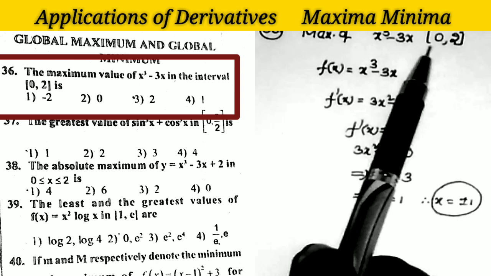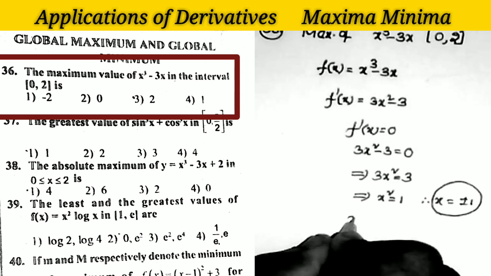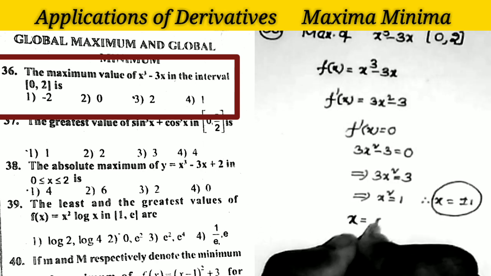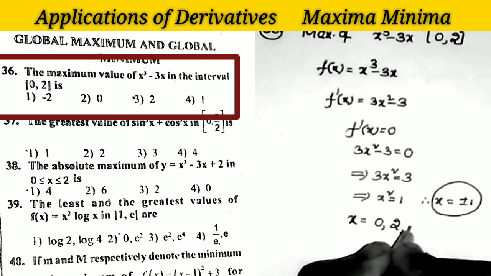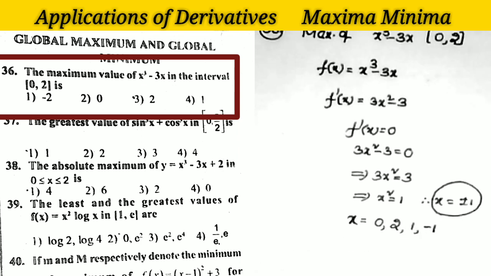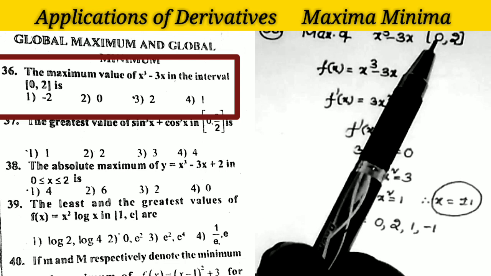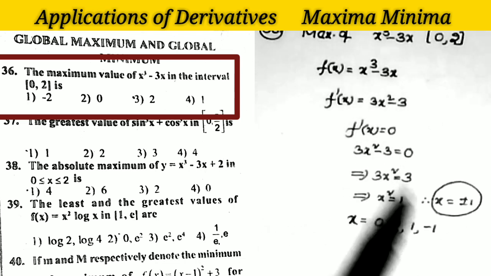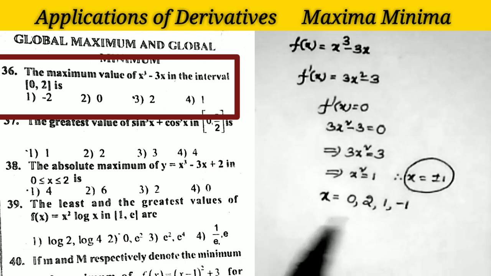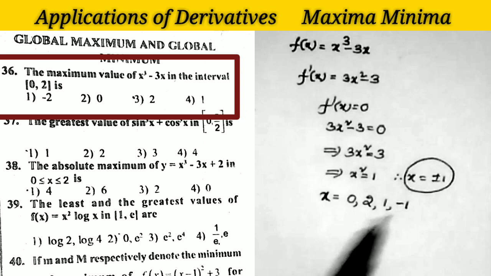Already here the given interval is 0, 2. That is, we take that the total x values is equal to 0, 2, 1, minus 1. So already here in the given interval we have two x values. Here we get plus or minus 1. The values of x are 0, 2, 1, minus 1.